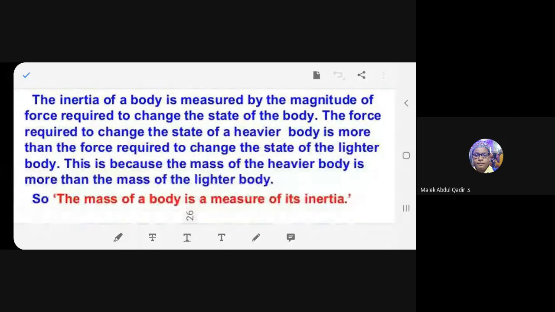The inertia of a body is measured by the magnitude of force required to change the state of the body. The force required to change the state of a heavier body is more than the force required to change the state of the lighter body. This is because the mass of the heavier body is more than the mass of the lighter body.